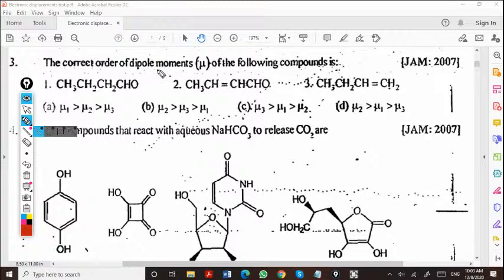So, compare the dipole moment of the following. Dipole moment is what? Two poles being generated. From a molecule, it's going to become negative and positive poles. When it is an aldehyde, oxygen is there, and it's going to pull the electron density towards one side, so it can generate the polarity. So O minus will form, and C plus will form.